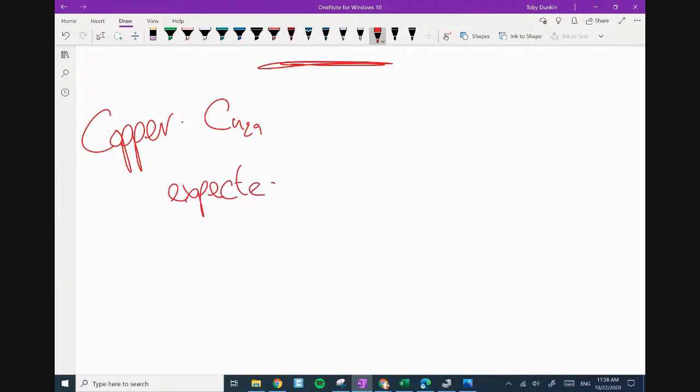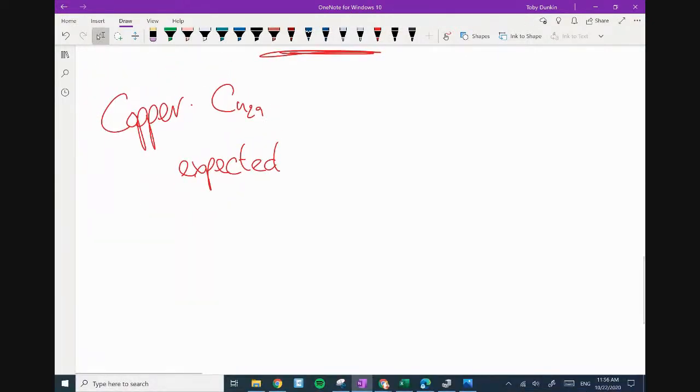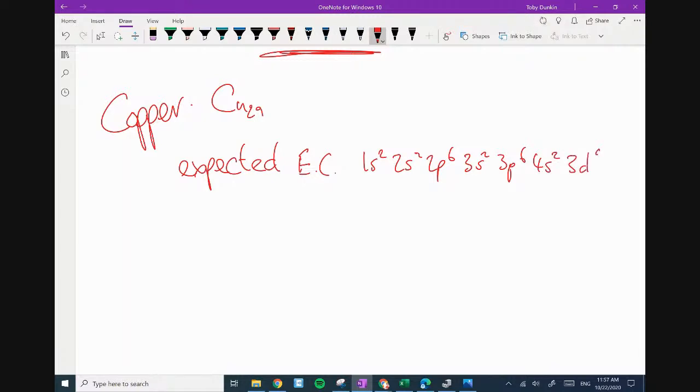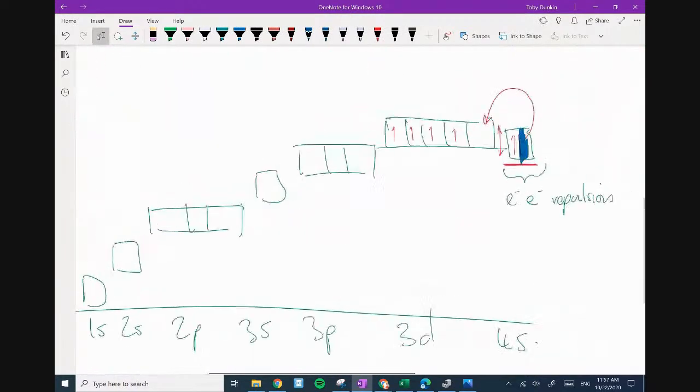This question has been asked at A-level. They will simply say, write the expected electronic configuration of copper, followed immediately by, and now write the real configuration for copper. They love this. So this is the expected electronic configuration: 1s2, 2s2, 2p6, back to the beginning, 3s2, skip the gap, 3p6, back to the beginning, 4s2, 3d9. That's the expected EC. Now look at the boxes.